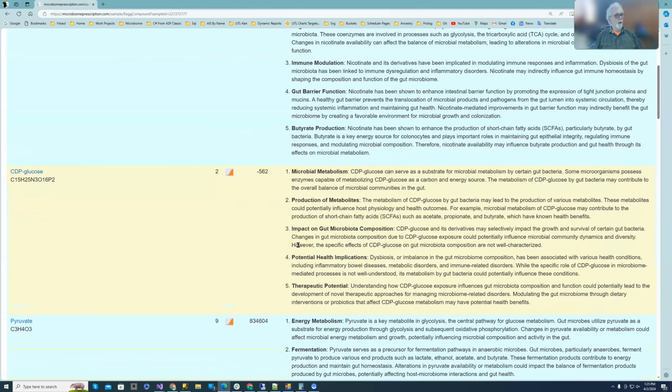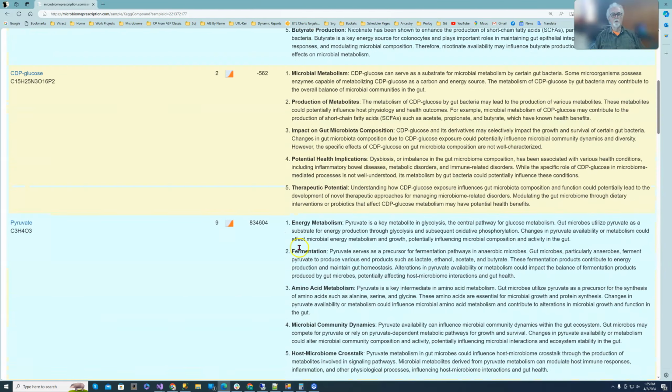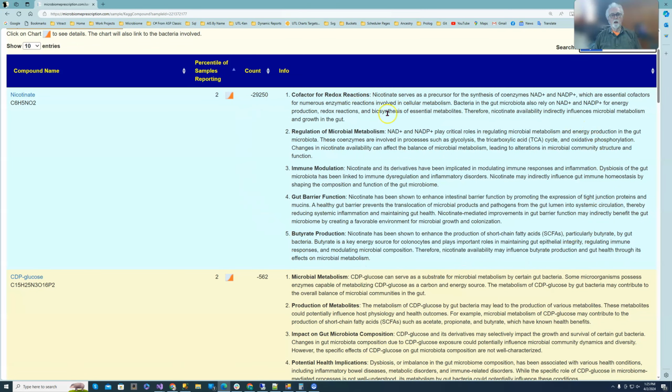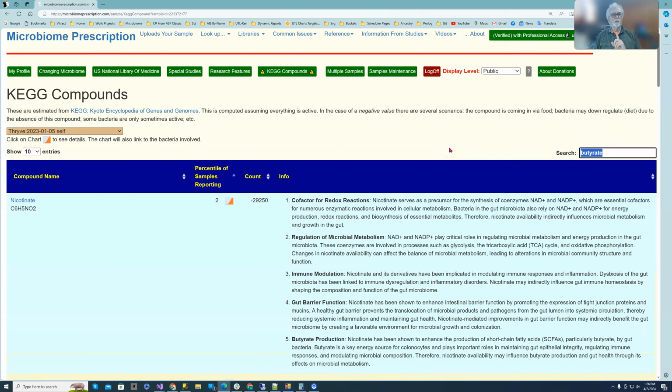I end up with a whole bunch of things, all of which deal with the production of butyrate, more than just one thing. Trying to find a particular one is a little bit more complicated, but in general, the purpose is to educate. On the right, you have a description of what it does, its possible impact, where your values are relative to other people, in this case 2 percentile, and the actual count.